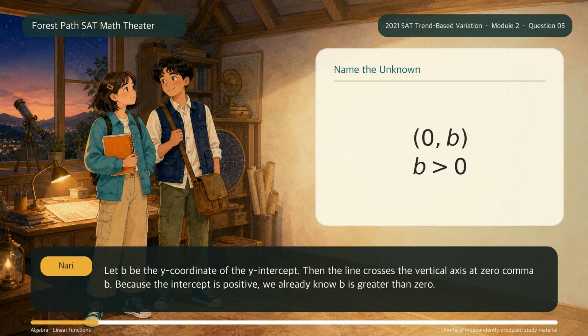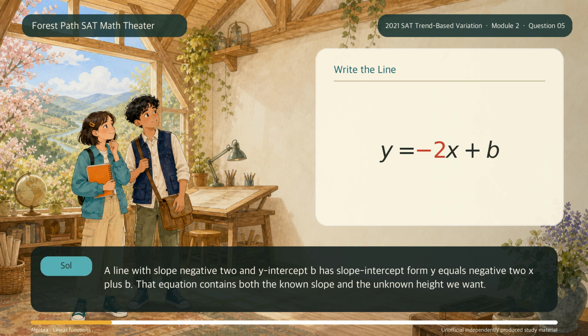Let b be the y-coordinate of the y-intercept. Then the line crosses the vertical axis at (0, b), because the intercept is positive. We already know b is greater than 0. A line with slope -2 and y-intercept b has slope-intercept form y equals -2x plus b. That equation contains both the known slope and the unknown height we want.